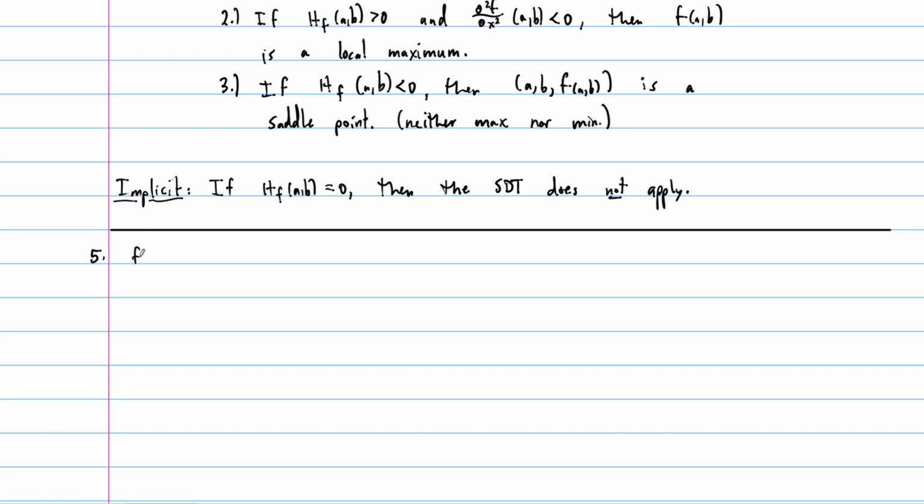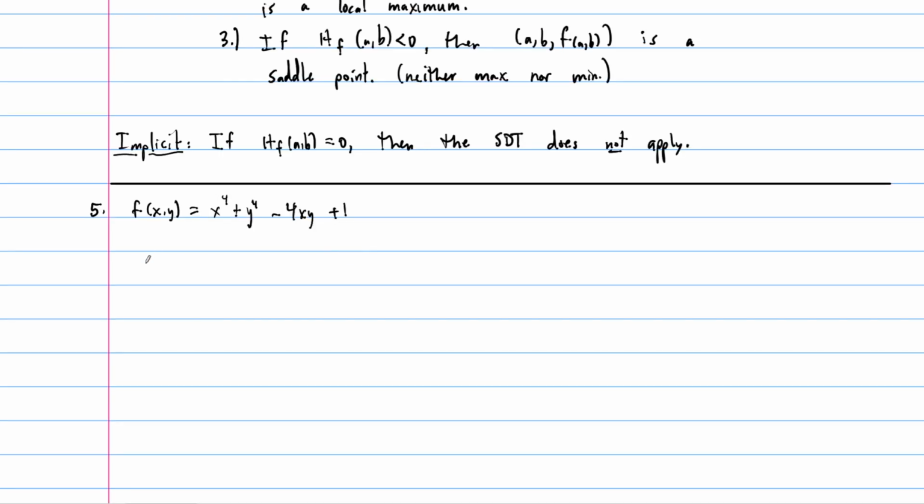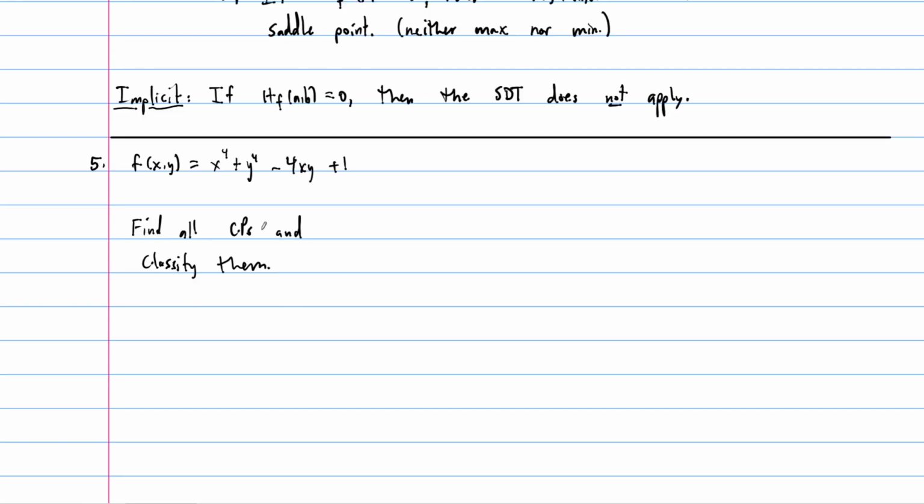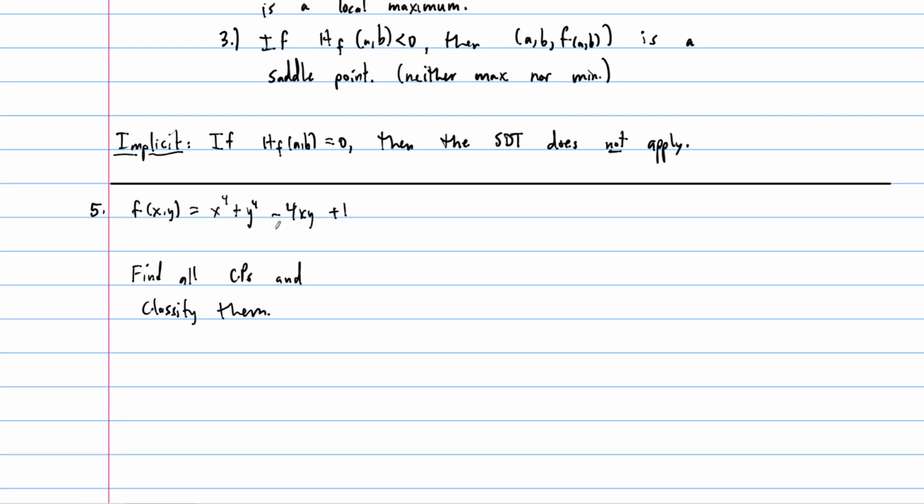So here's a function, f(x, y) equals x to the fourth plus y to the fourth minus 4xy plus 1. On this one, I would like you to do the same thing that we did on the last one. So find all critical points and classify them. This time use the second derivative test to classify them. All right, so take a few minutes, find the critical points, classify them using the second derivative test, and when we check back, we'll check your answer.